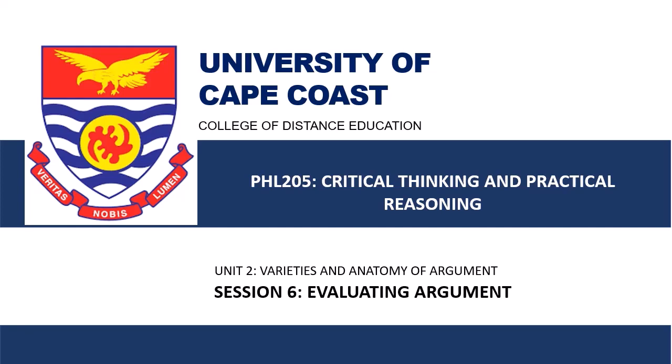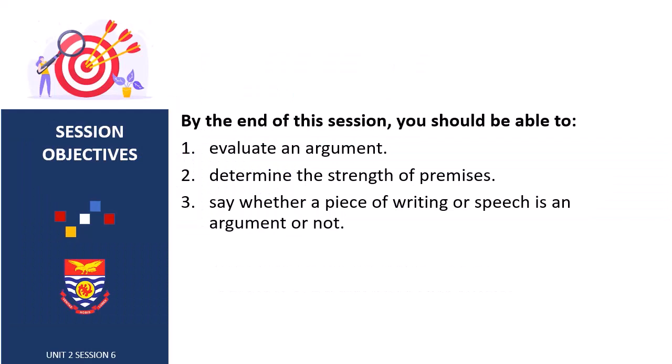We're still on Unit 2, talking about the varieties and anatomy of argument, and we're looking at Session 6, which is titled Evaluating Argument. At the end of this session, we aim to have learned how to evaluate an argument, determine the strength of premises, and see whether the writing piece or speech is an argument or not. However, it should be noted that the previous session, Session 5, has well explained and outlined what it entails to have an argument or not.